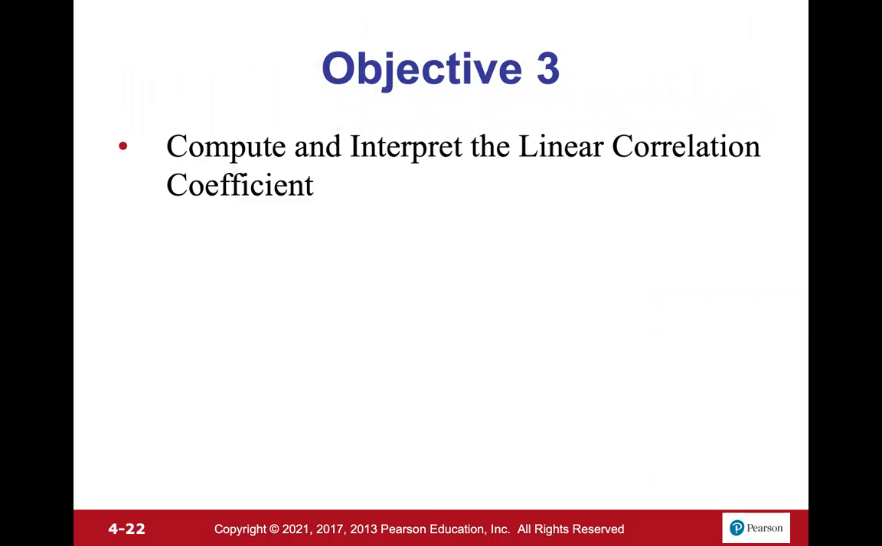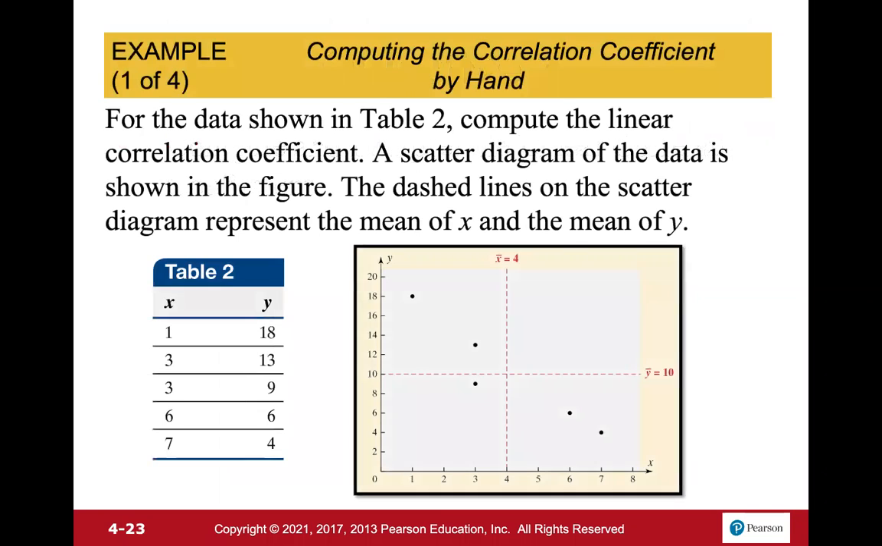All right, compute and interpret the linear correlation coefficient. For the data shown in table 2, compute the linear correlation coefficient. A scatter diagram of the data is shown in the figure. The dashed lines on the scatter diagram represent the mean of X and the mean of Y. So let's grab this data here, take a picture of it.